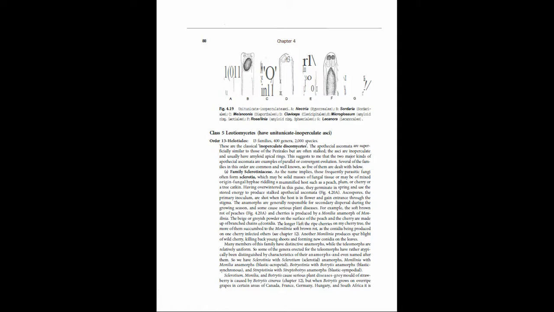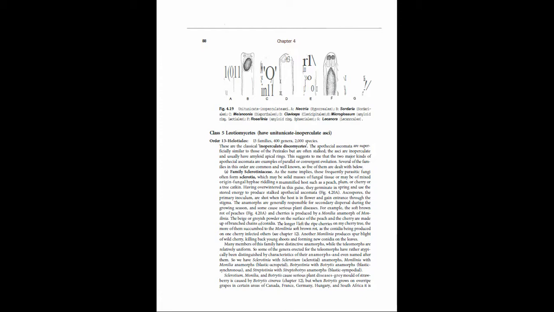Fig 4.19 Unitunicate and operculate asci. A. Nectria, hypocreales. B. Sordaria, sordariales. C. Melanconis, diaporthales. D. Claviceps, clavicipitales. E. Microglossum, amyloid ring, leotiales. F. Roselinia, amyloid ring, sphaeriales. G. Lecanora, lecanorales. Class 5 Leotiomycetes have unitunicate and operculate asci. Order 13 Helotiales, 13 families, 400 genera, 2000 species.